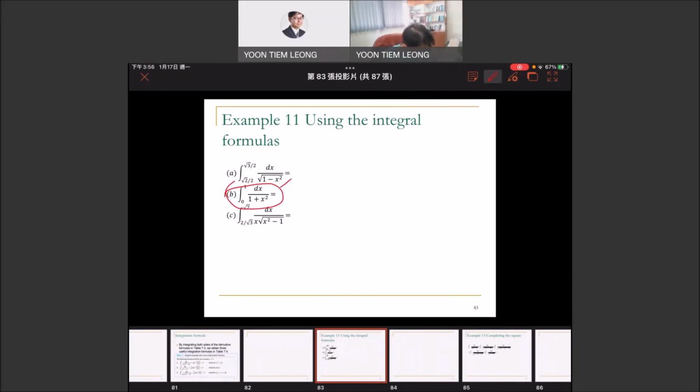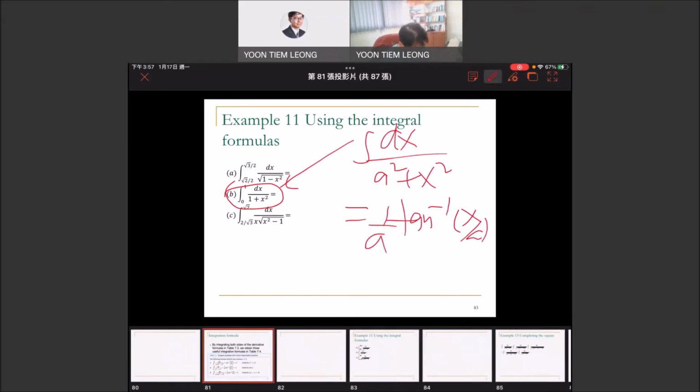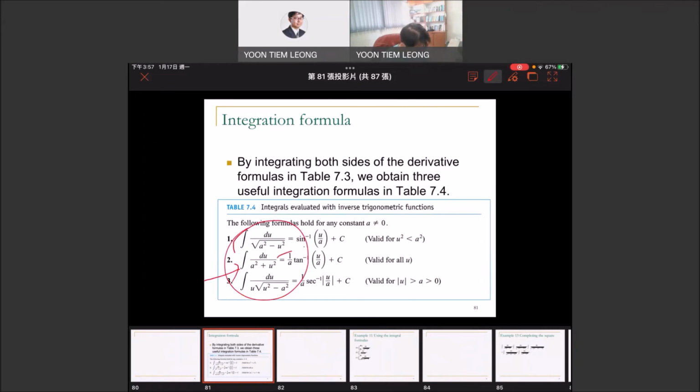So again, when you look at this situation, you have integrations of the form a squared plus x squared. This is the result for the arctangent. So I think this is arctangent of x over a, times 1 over a, if I'm not mistaken. Okay, so that is the result that could be obtained from here.